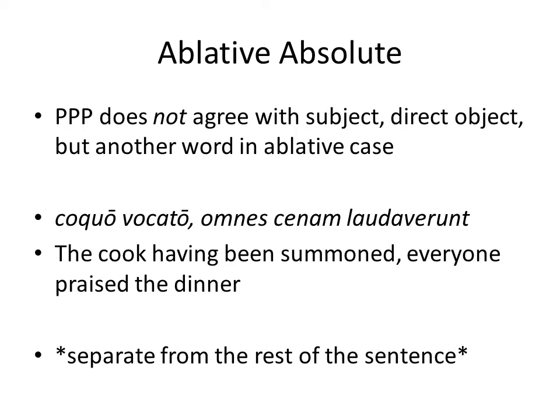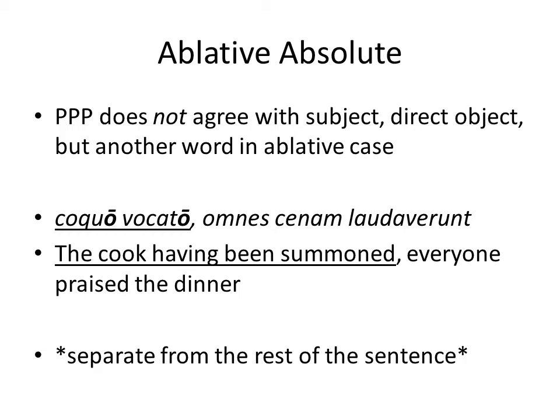Now we could say something like when the cook was summoned, since he was summoned, because he was summoned, or most literally with the cook having been summoned. Since "with" is one of those standard ways that we're going to translate an ablative case in any word. More about that to come in a few minutes. So here, again, now that you see it underlined, coquo vocato, we call that an ablative absolute. It's separate from the rest of the sentence. Both words are in the ablative, and one of those is a participle, a perfect passive participle, vocato.